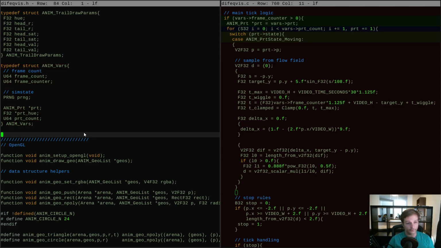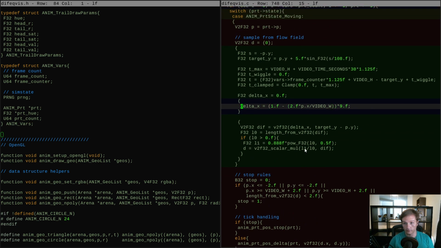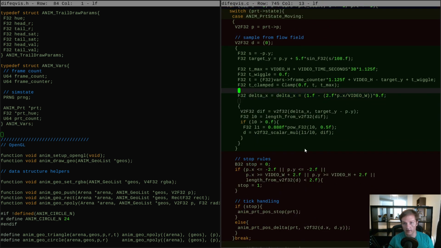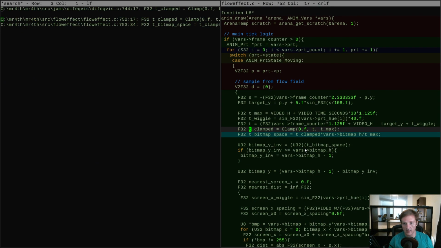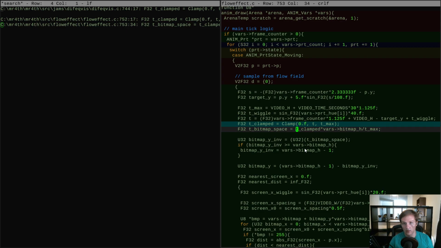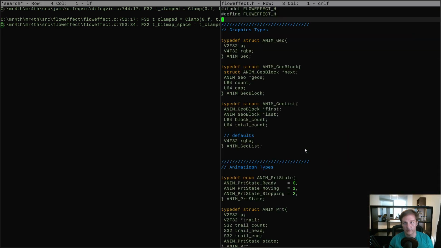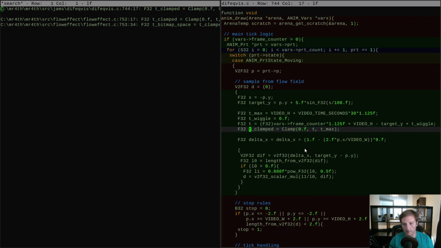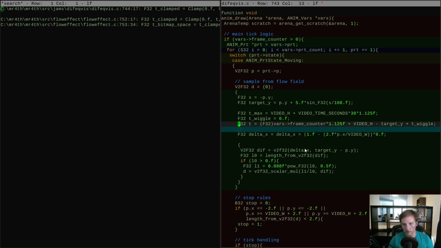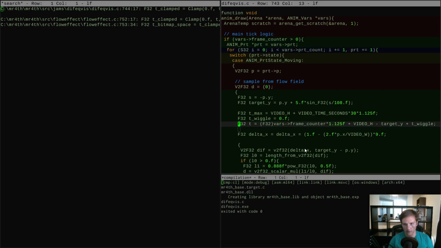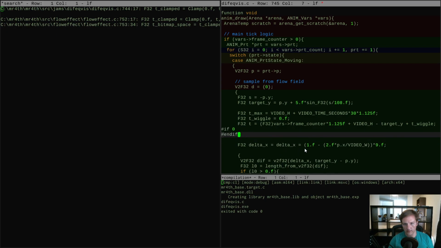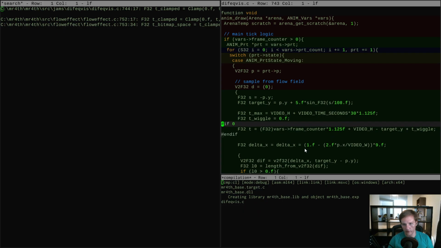Okay, so let's see. Are there more things here that aren't actually relevant? T-clamped. Okay, so flow effect. I'm going to close the flow effect files since they are so similar. They're kind of confusing. T-clamped isn't getting used. Let's go like this, and one at a time we'll remove the things.